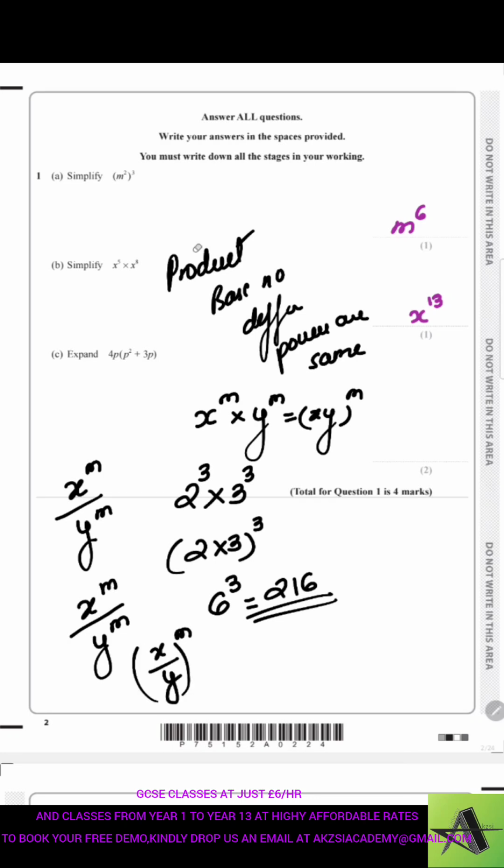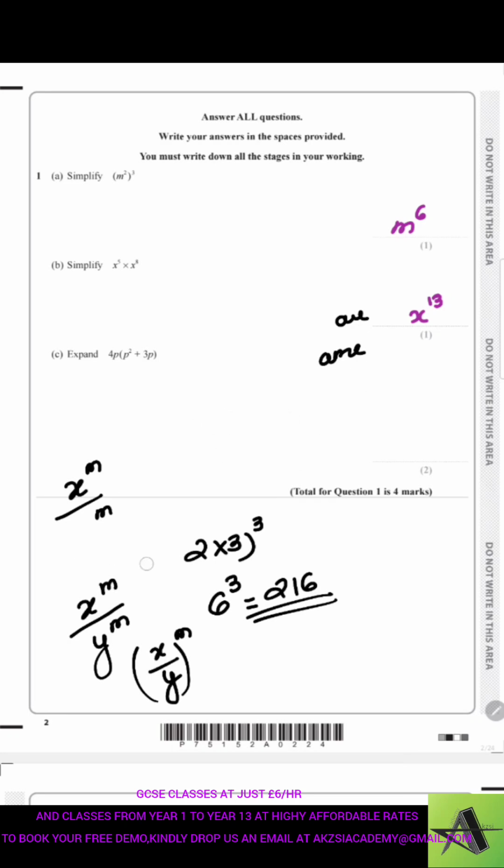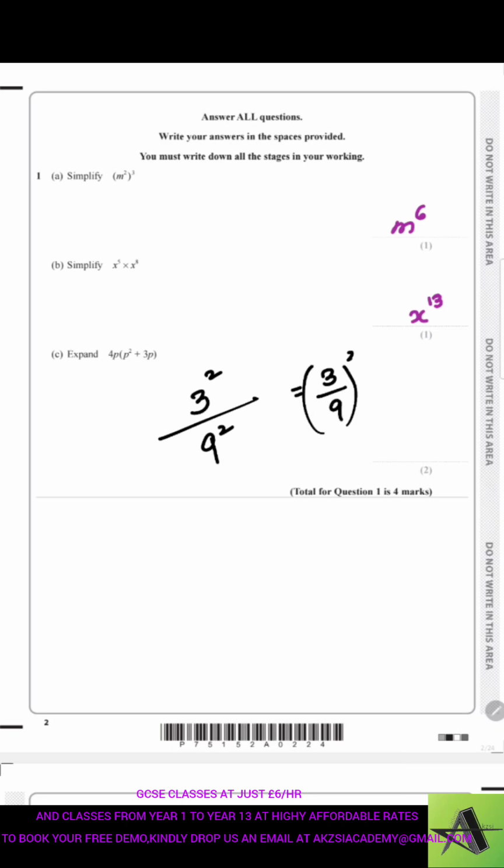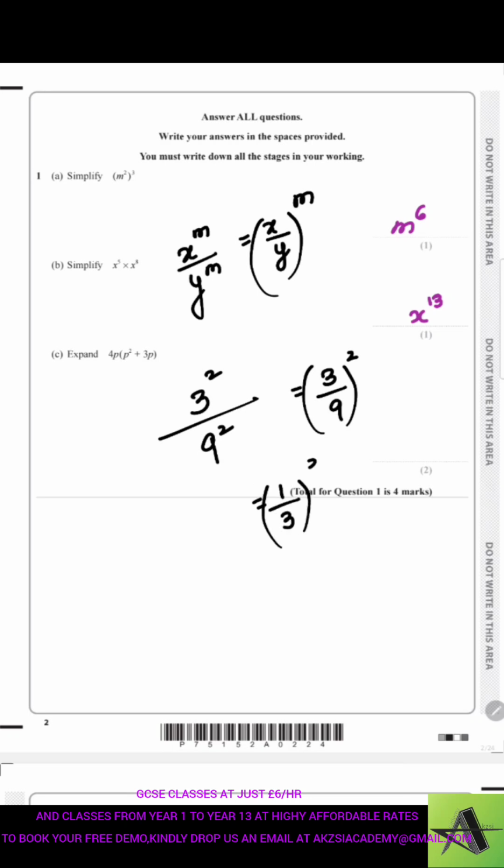Now let me show you one example of such a question. Suppose the question is 3 to the power of 2 over 9 to the power of 2. This would be written as 3 over 9 whole squared, because I said x to the power of m over y to the power of m can be written as x over y whole to the power of m. Now this can be simplified as 1 over 3 whole to the power of 2, which is 1 over 9.